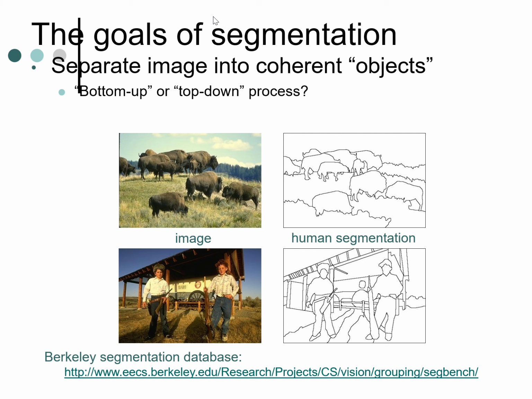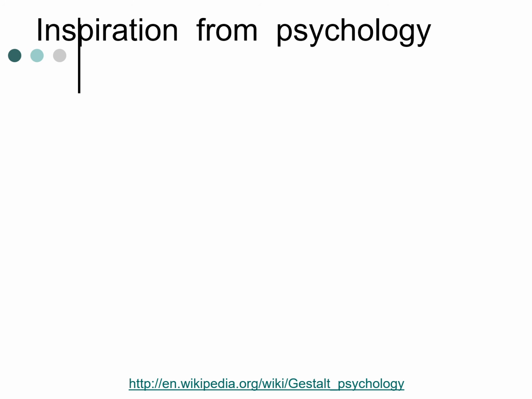In order to do this, we can follow either a bottom-up or a top-down process. It shows you the human segmentation of the original images. So whether you choose bottom-up or top-down, supervised or unsupervised, depends on this. You can easily separate the foreground images from the background image and separate the images into coherent objects.